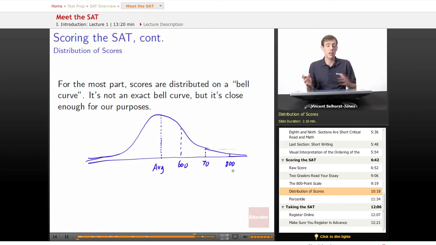That's how the bell curve works, and the same thing in reverse. It's harder, in a way, to achieve a 200. Fewer people get 200 than get 300, then get 400, then get 500. It's not an exact bell curve. There's a slight shifting, but it's really, really close to a bell curve, so that's a good way to understand it.